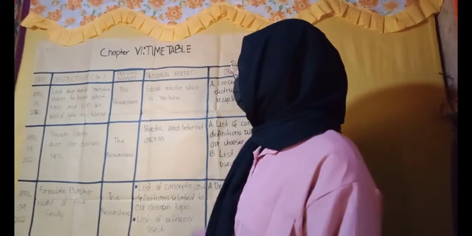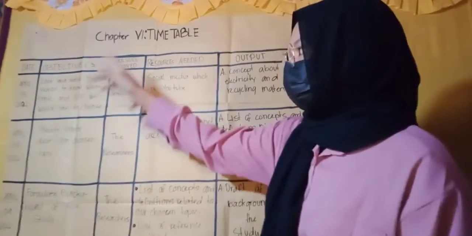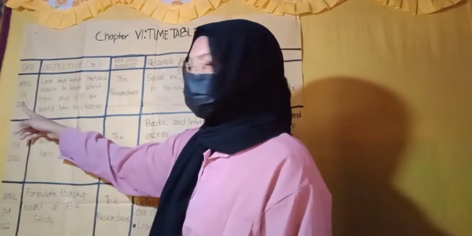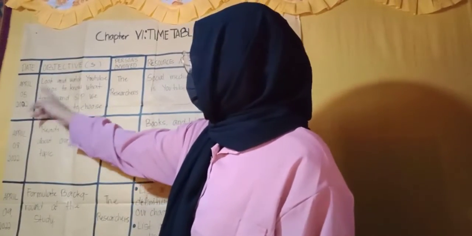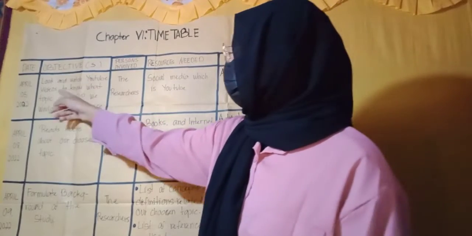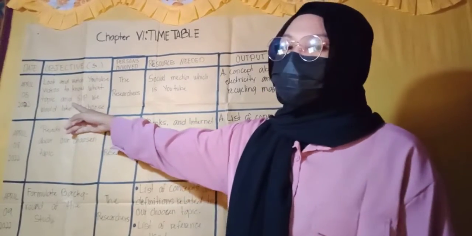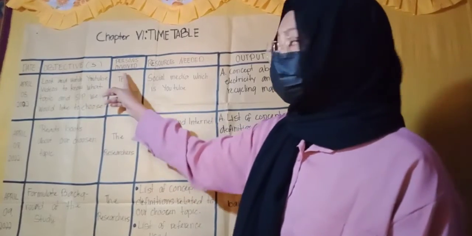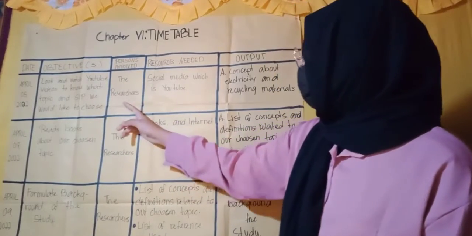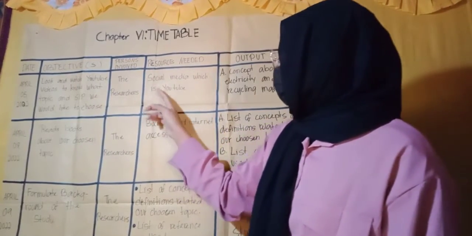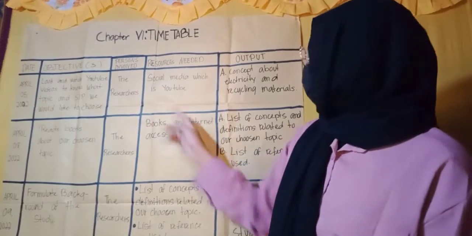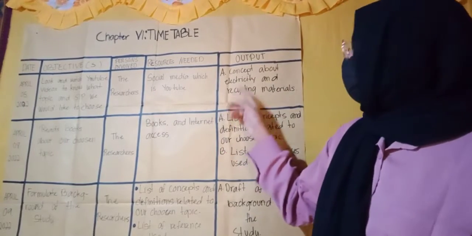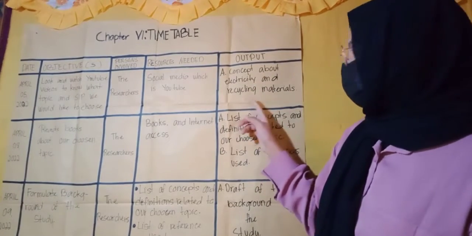And now let's proceed to the chapter 6, timetable. On April 5, 2022, the objective: we look and watch YouTube videos to know what topic and science investigatory project we would like to choose. The persons involved are the researchers. The resources needed: social media, which is YouTube. The output is concepts about electricity and recycling materials.